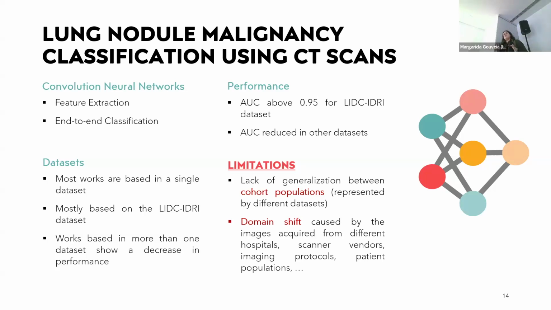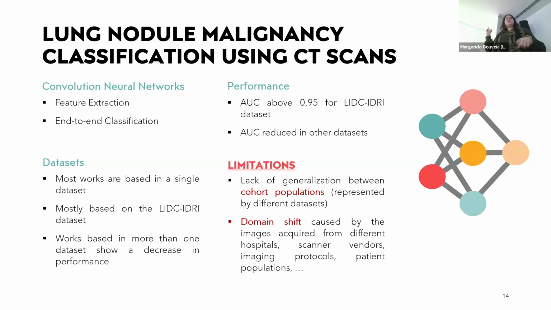But there are few works in the literature that apply the models to a different data set or that are even trained on a different data set, and for these works the performance is not close to 0.95. So clearly we have a problem of lack of generalization. And in this problem, we have different factors that can cause the domain shift: images acquired in different hospitals, different protocols, different screening populations, and of course different protocols for annotation of the data.